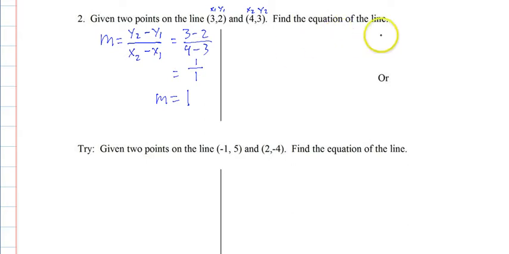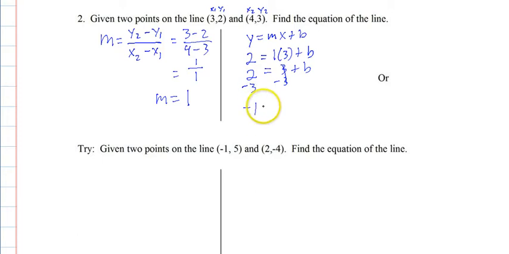And now you can pick your method, whichever one you like, to find the b. So I'll do both methods again. So y equals mx plus b. And you get a point to choose from. I like this one better because it's smaller. You can also use the (4, 3). So I'm going to plug in (2, 1), and 3, and just keep solving until I get my b. And there it is. So it's 1x minus 1, m and b.